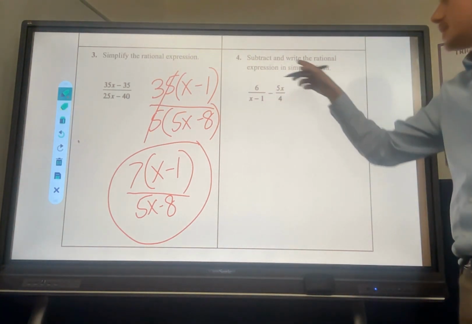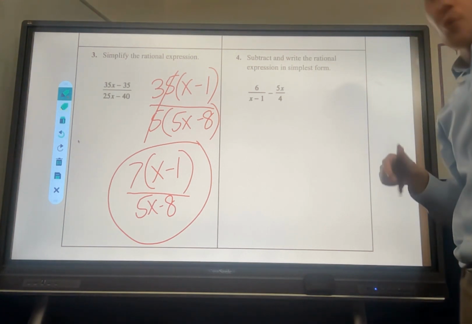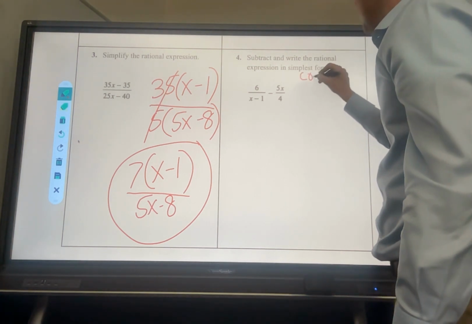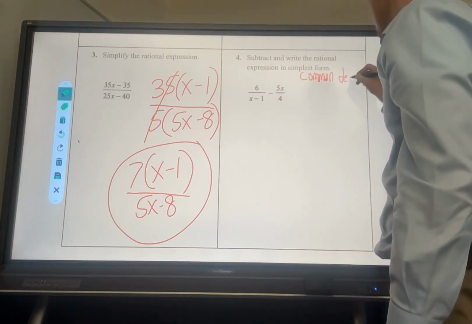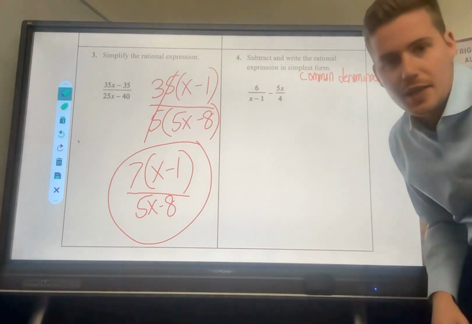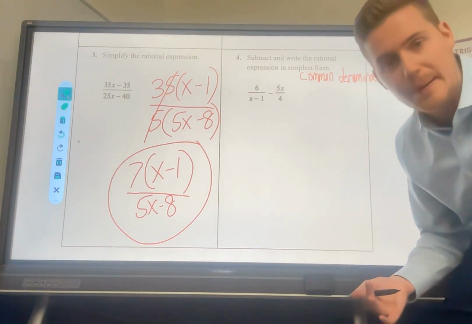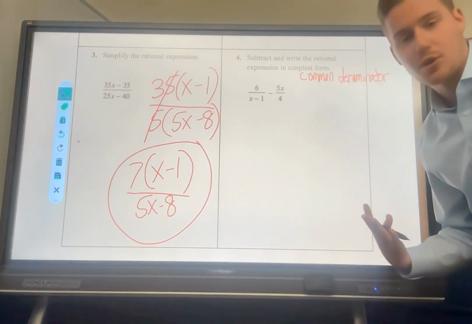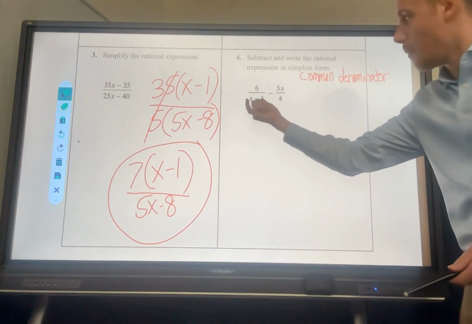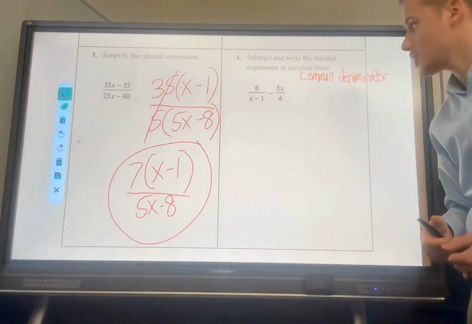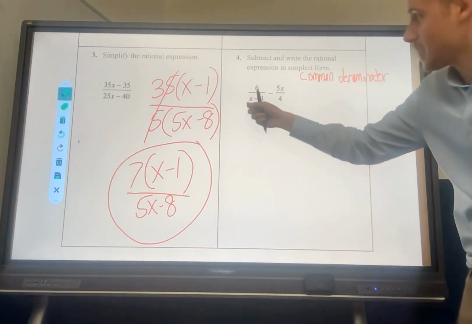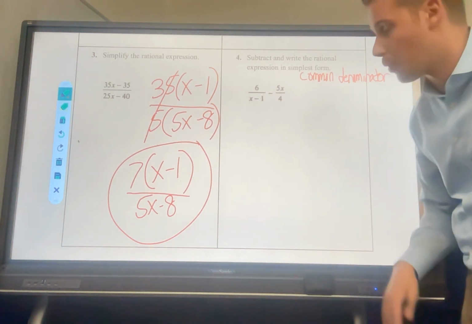Moving on to number 4, it says subtract and write the rational expression in its simplest form. In order to do this question, we need to have a common denominator. So whenever you're adding or subtracting rational expressions, you need that common denominator. This is going to come up a couple times in the next few questions, so you might as well learn how to do it here. The easiest way to find the common denominator is to take some information from both denominators here in our fractions. And so an easy common denominator that we can come up with is 4 times x minus 1. And so we can bring a piece of both in here.